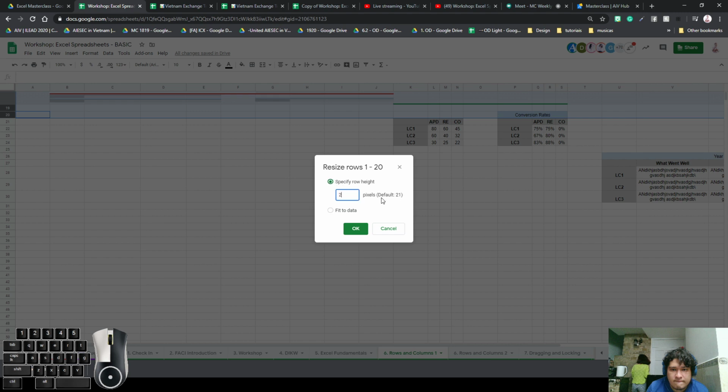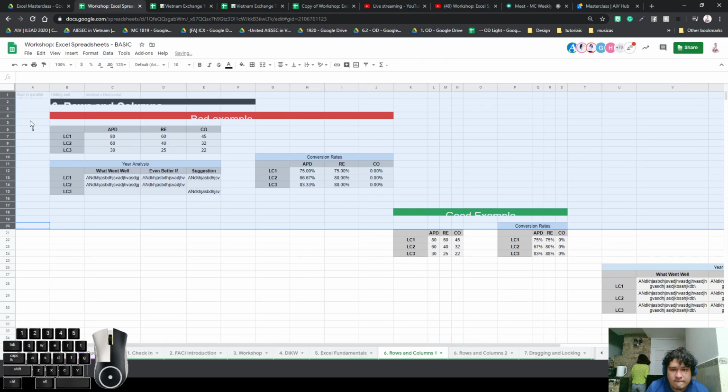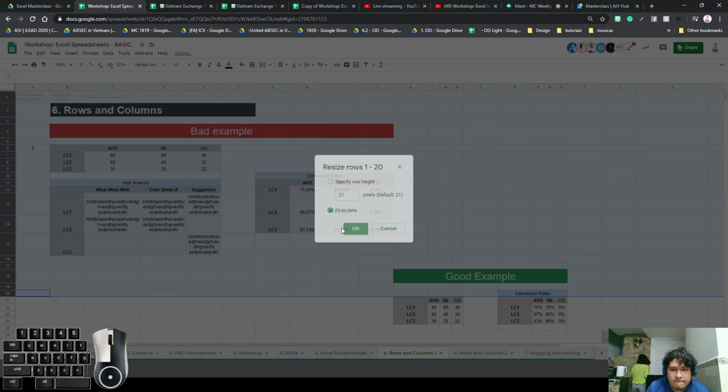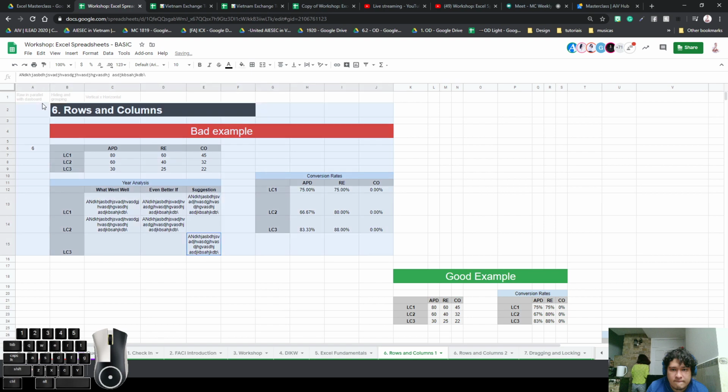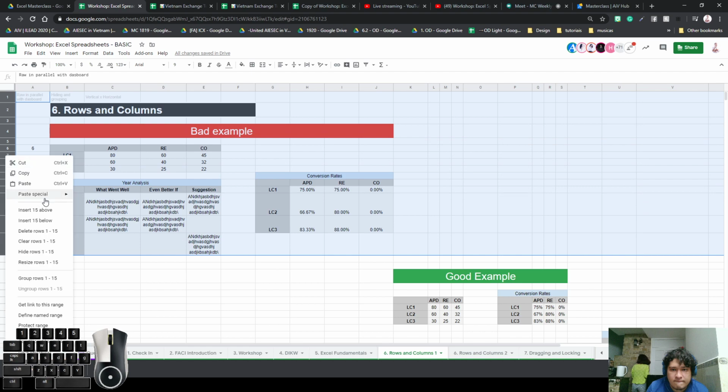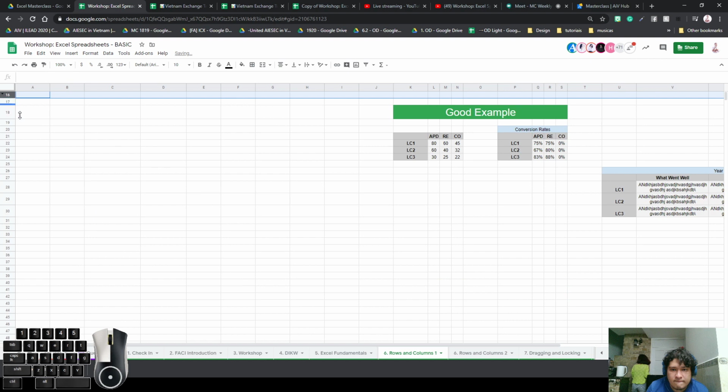It's saying that the default is 20. Yeah, 20. Or even better, if you're lazy and you don't want to type a number, you can just say fit to data, and then it's going to fit to the data that you have. Another thing, of course, you can hide. Let's say I want to hide the bad example because I don't want anyone to see it. So I can just hide.